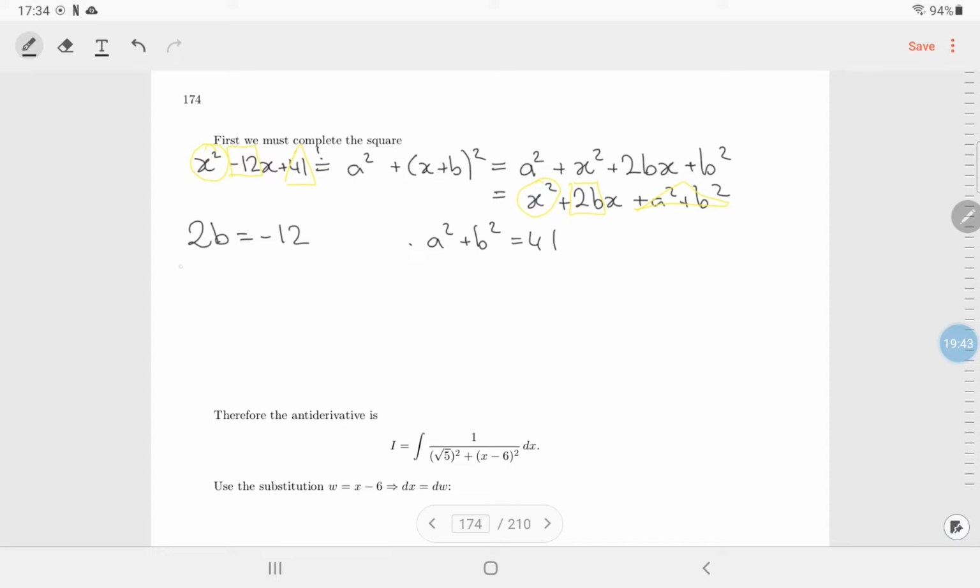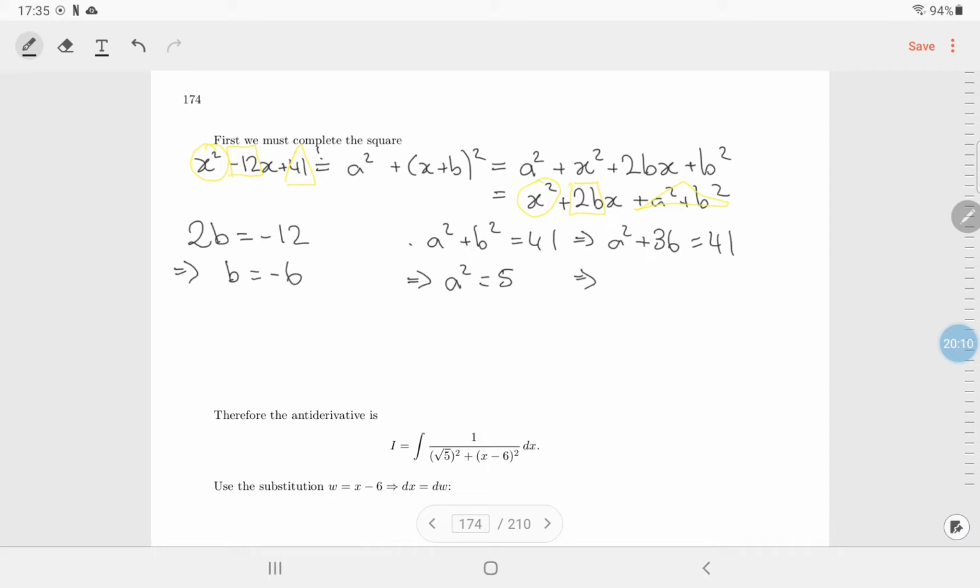So let's see how this goes. The equation on the left hand side is very easy. Divide both sides by 2 to get b is equal to minus 6. And then you can put in b is equal to minus 6. A squared plus, what's minus 6 squared? Minus 6 by minus 6 is plus 36. Take away the 36 from both sides, and you get a squared is equal to 5.